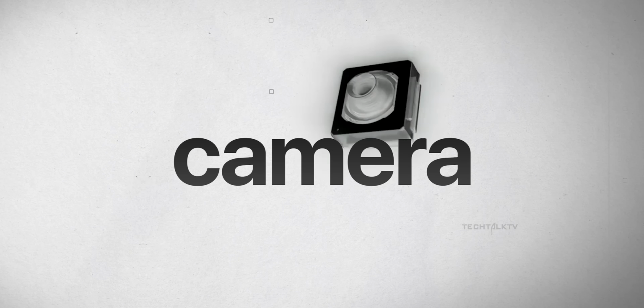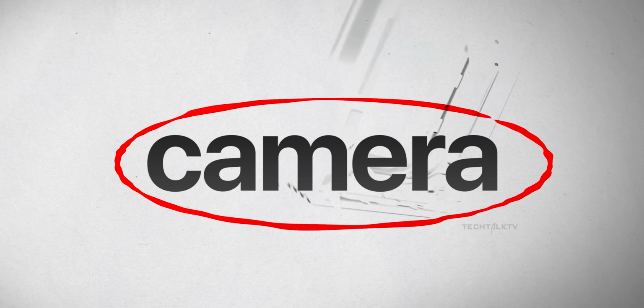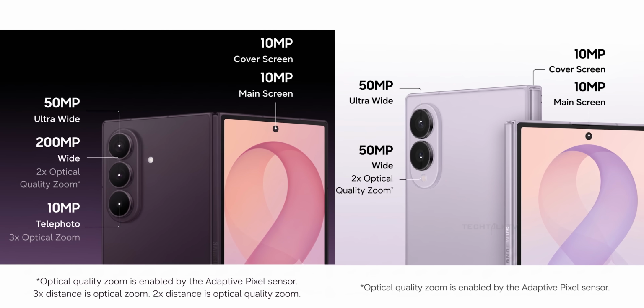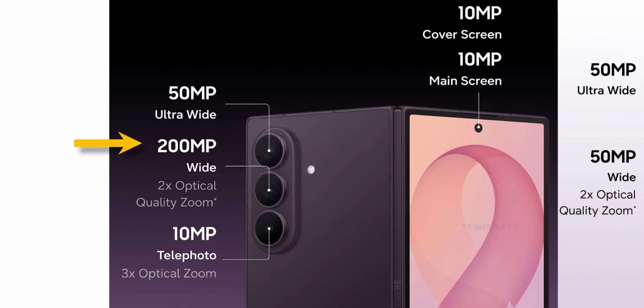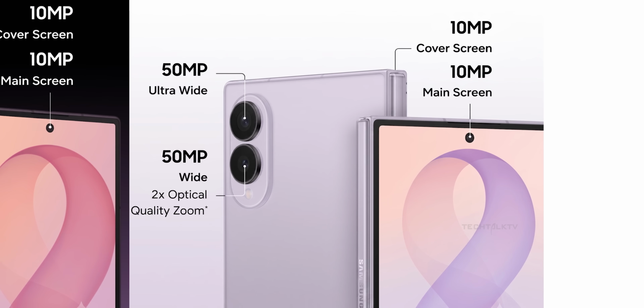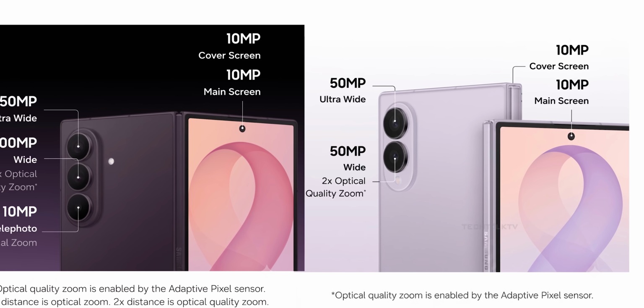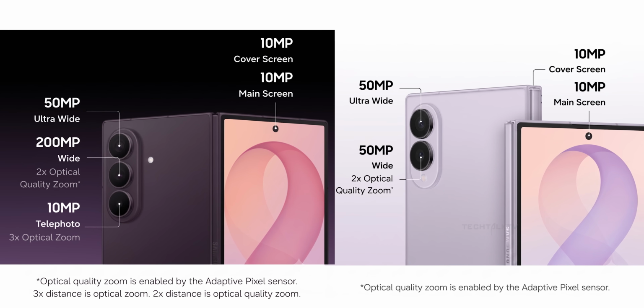Now let's talk about the cameras because this is where the biggest difference is. The Fold 8 Ultra gets the full flagship setup with a 200 megapixel main, 50 megapixel ultra wide, and a 10 megapixel 3x telephoto camera. The Fold 8 drops the telephoto entirely, so there's no optical zoom. It also uses a 50 megapixel main camera instead of the Ultra's 200 megapixel sensor. Everything else, including the selfie cameras, is identical.